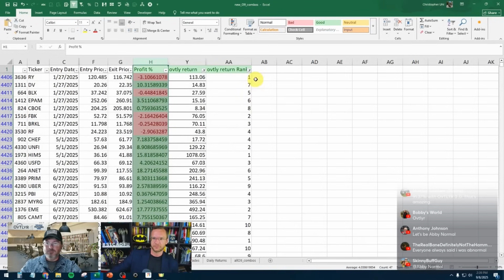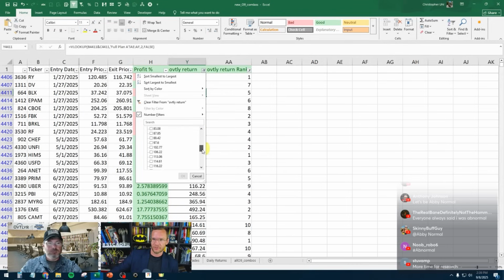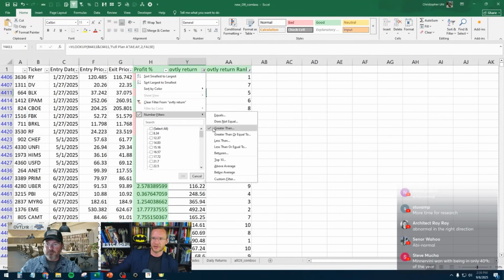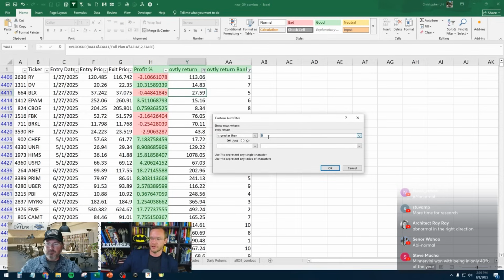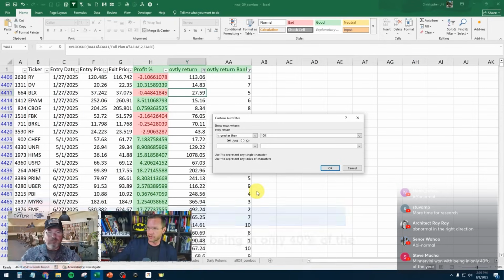So let's filter. We're saying up to the top 10 on each day. Outlier return. Right now, what do I have it at? I don't have any filters on these. Does this show I have a filter? Oh, I think it's because I filtered for positives. That's right. Number filter greater than 100. So historically speaking, it's given up 100% returns over time. Minervini won being in only 40% of the year.